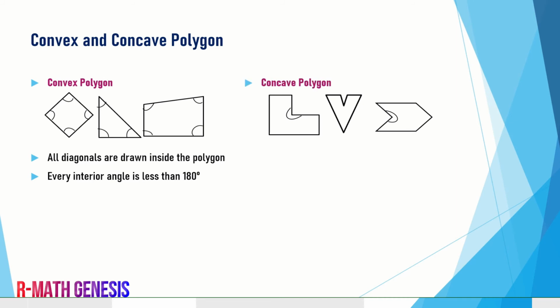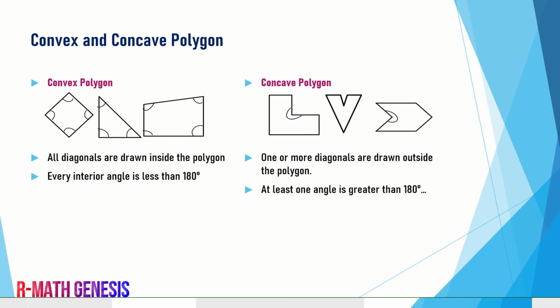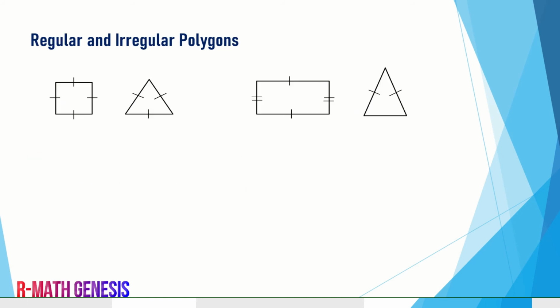And what about the diagonals? Diagonals can be drawn outside the polygon as well. One or more diagonals are drawn outside of the polygon and at least one angle is greater than 180 degrees. All right, next comes regular and irregular polygons. I think you can make it out.